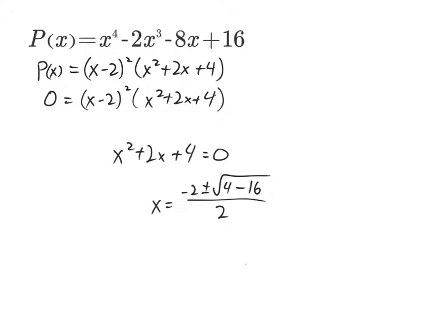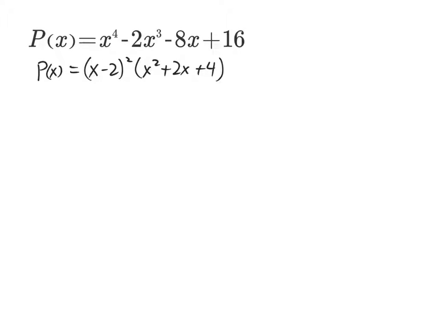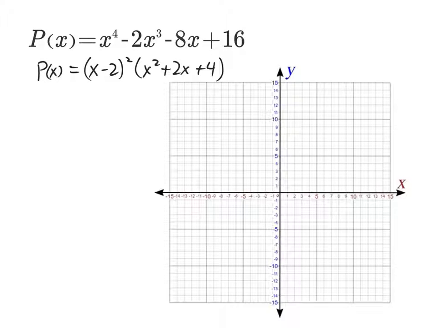And on a real number plane, we cannot graph imaginary numbers. So this right here will not have any zeros. The only zeros we're going to have is going to be at 2. So let's graph it now. So I know that the only 0 is going to be at 2.